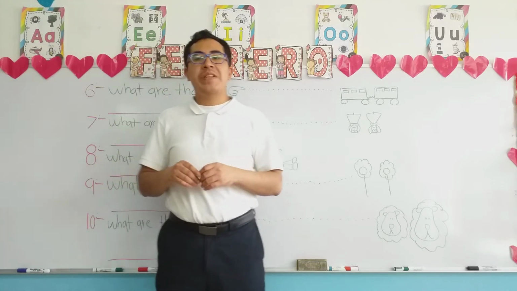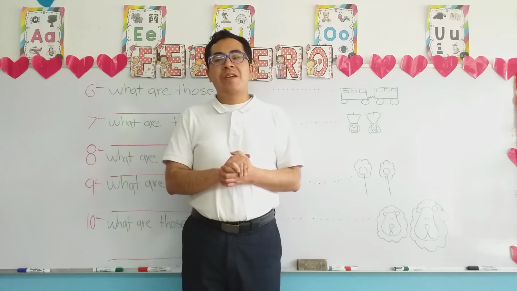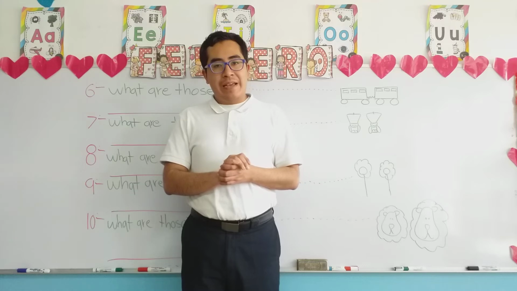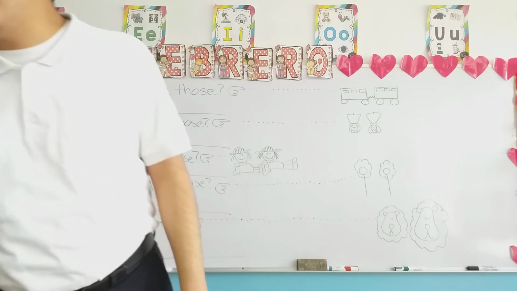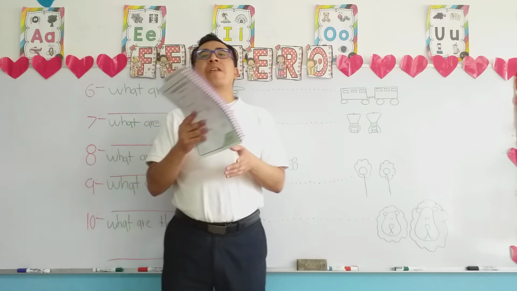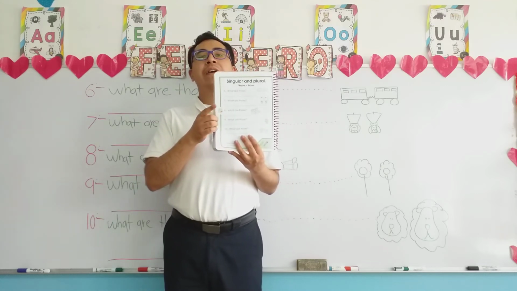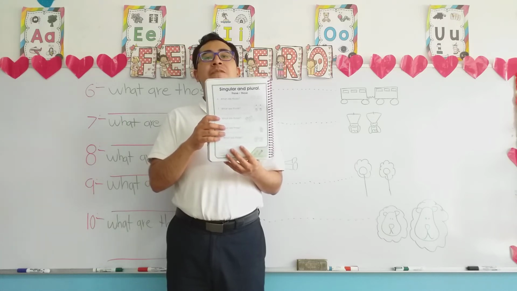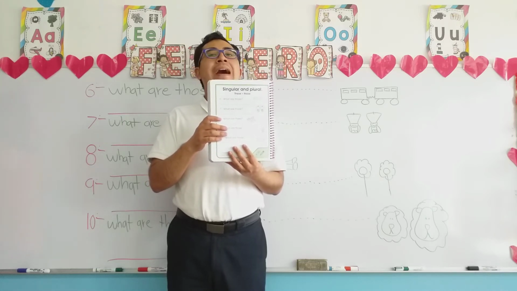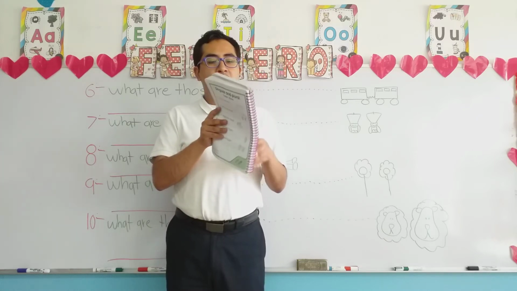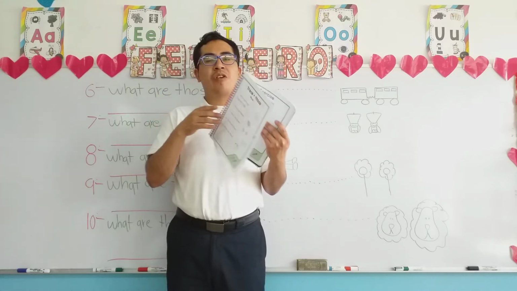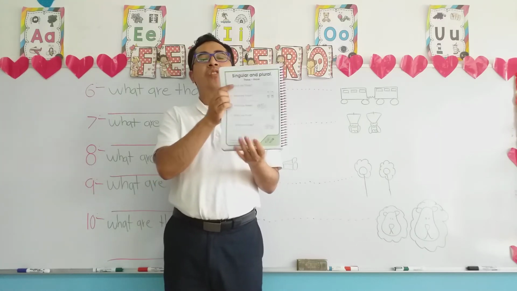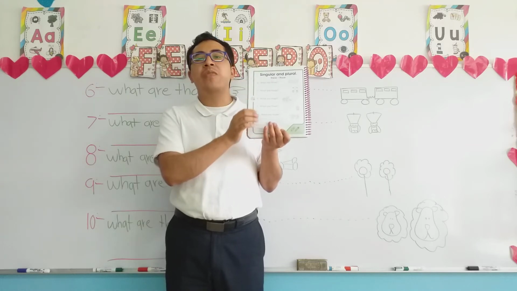So, let's continue with the class. Today we are going to continue working with our teddy book, and the activity is located right here, page 154. As you can see here, we have more questions that we have to answer using these and those. Okay? Yesterday we already started with this activity. That's why on today's page we continue with number 6 until number 10.